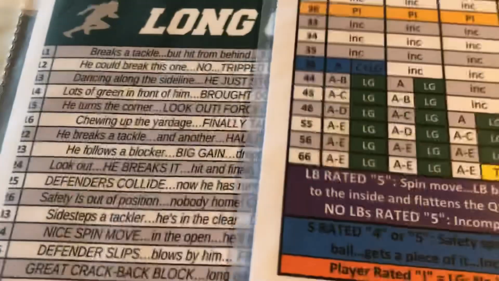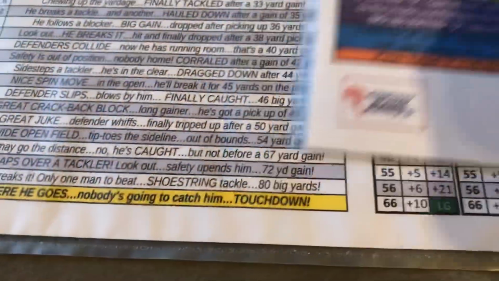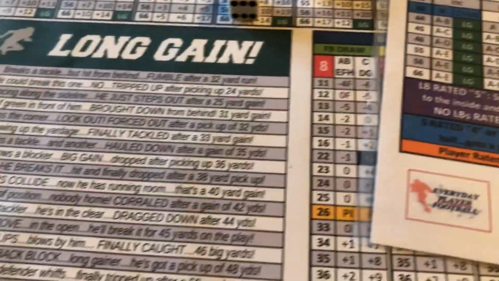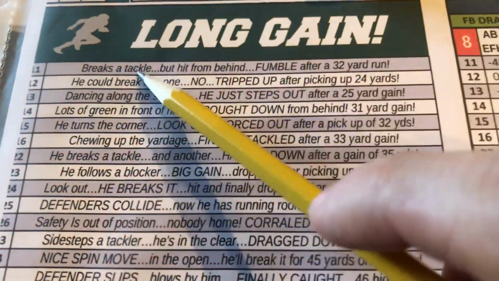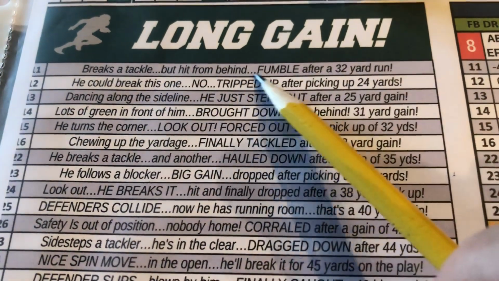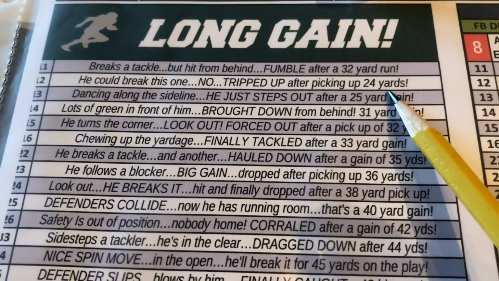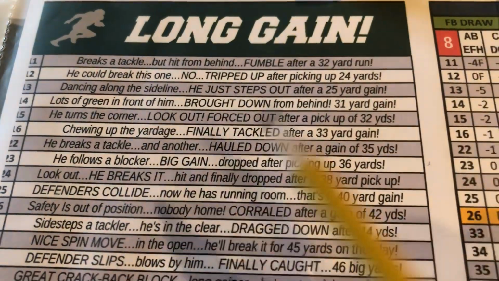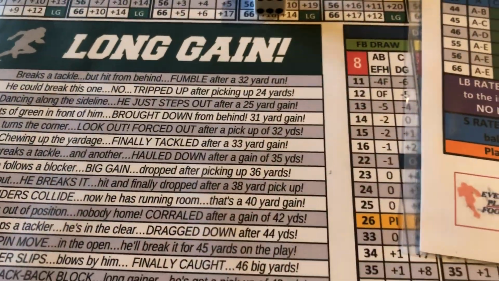We go to the long gain chart. No adjustments on the long gain chart, by the way. The roll is a 12 and breaks one, he's tripped up after 24 yards. 24-yard gain on that play.